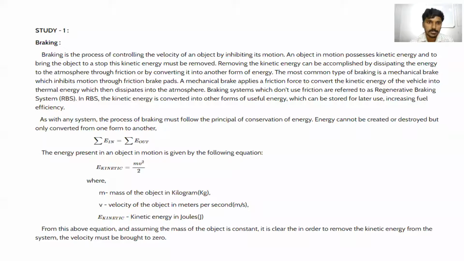In a regenerative braking system, kinetic energy is converted into a useful form of energy, which can be stored for later use, increasing the fuel efficiency. Whereas in friction braking, the energy is dissipated in the form of heat and mixed into the atmosphere. So we can say it is a wastage of energy. Instead, we can convert this energy into electrical energy, and this energy can be utilized.